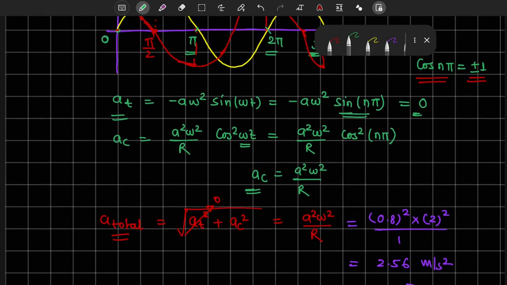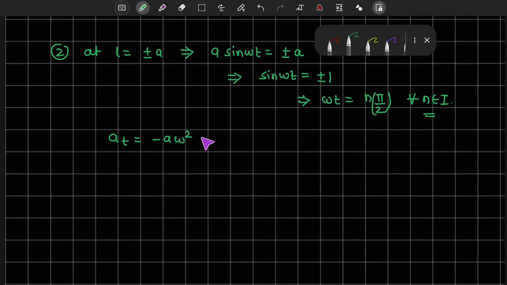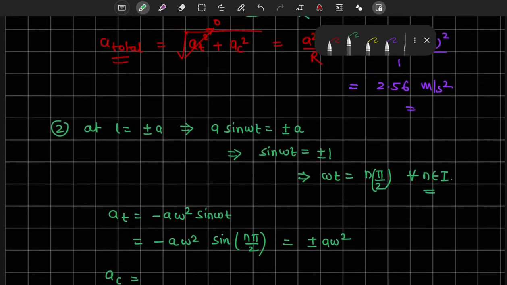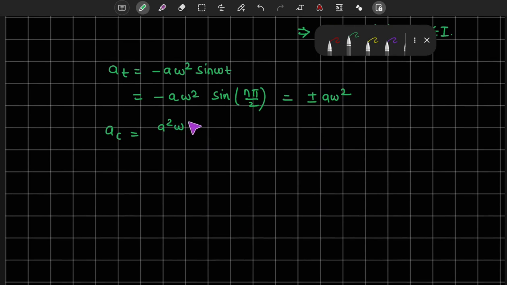Now let us substitute the value of omega t in a_t and a_c. a_t is equal to minus a omega square sine of omega t. So from here we will get minus a omega square sine of n pi by 2, and sine of n pi by 2 is plus minus 1. So we will get plus minus a omega square. If we talk about the centripetal acceleration, that is given as a square omega square by r cos square omega t, which is equal to a square omega square by r cos square of n pi by 2. So from here we can equate it to 0, because cos of an integral multiple of pi by 2 is 0.